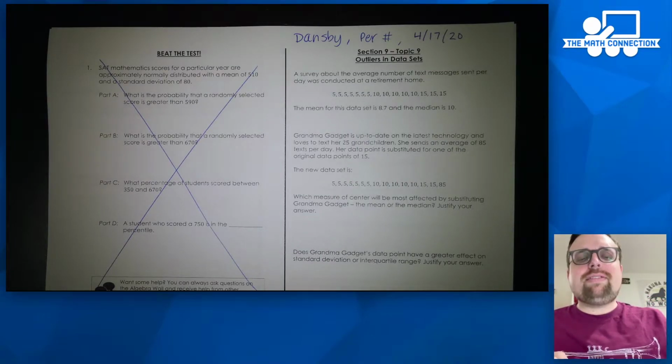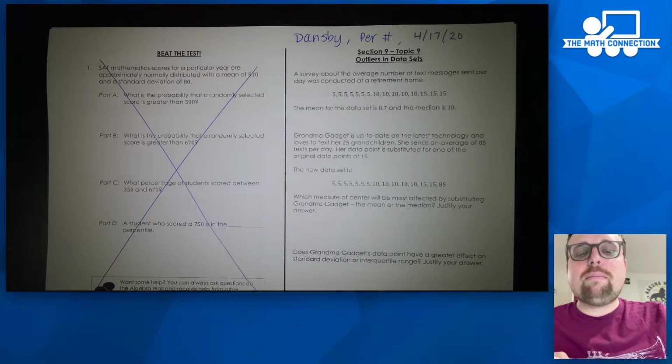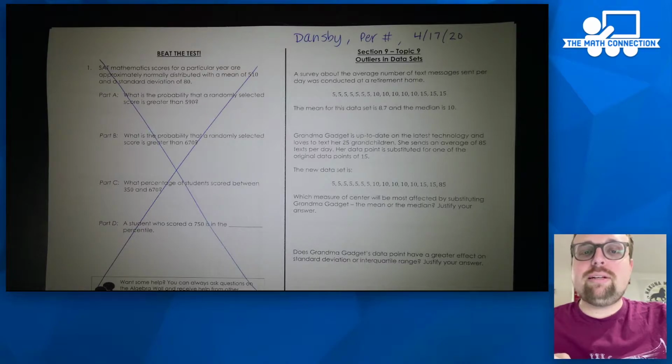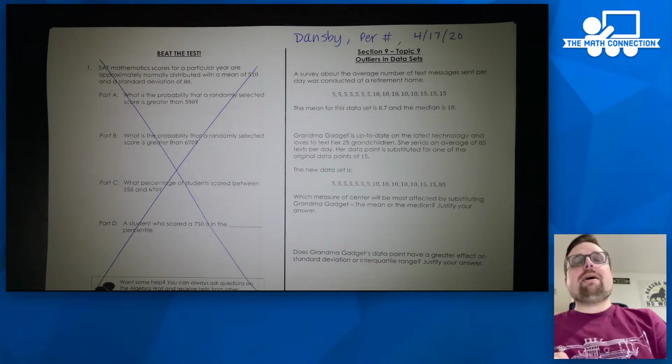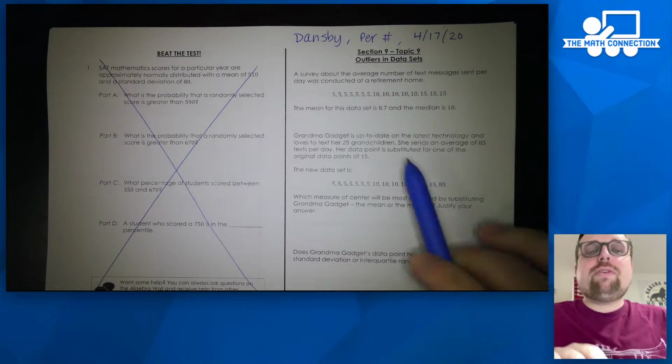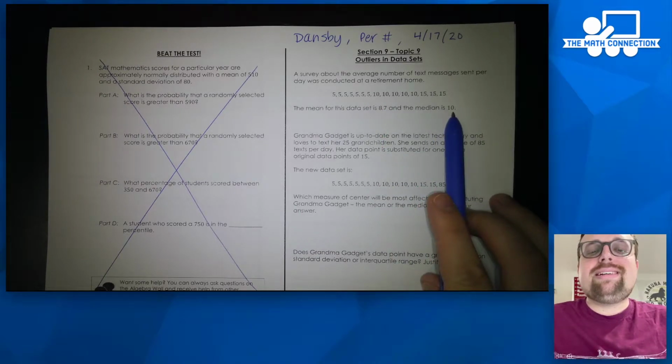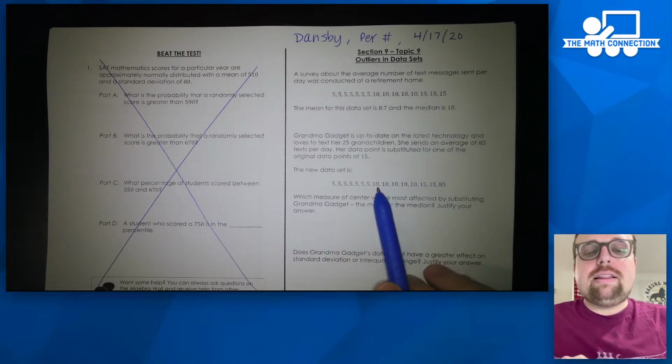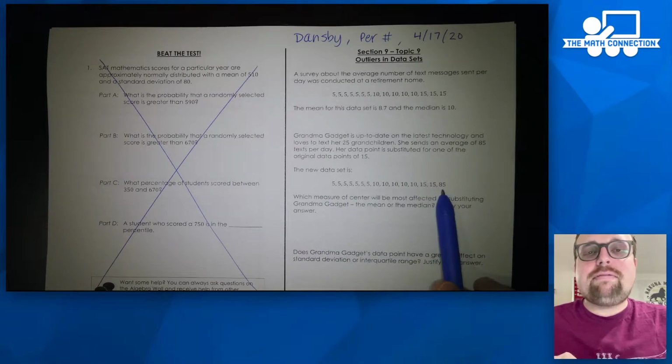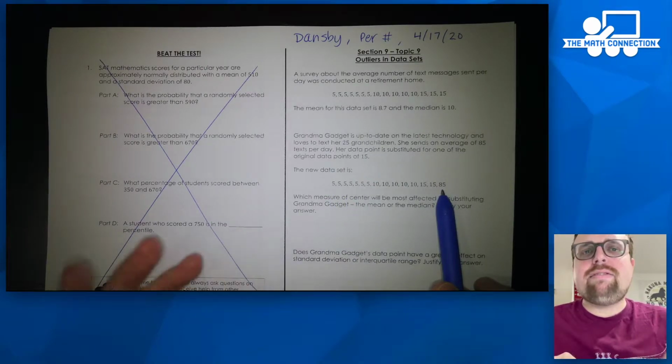Which measure of center will be most affected by substituting Grandma Gadget? Will it be the mean or the median? And justify your answer. Well, let's think about something. The median of the first data set, they already told us, is 10. And let's look at the second data set and figure out what the median is of that data set.